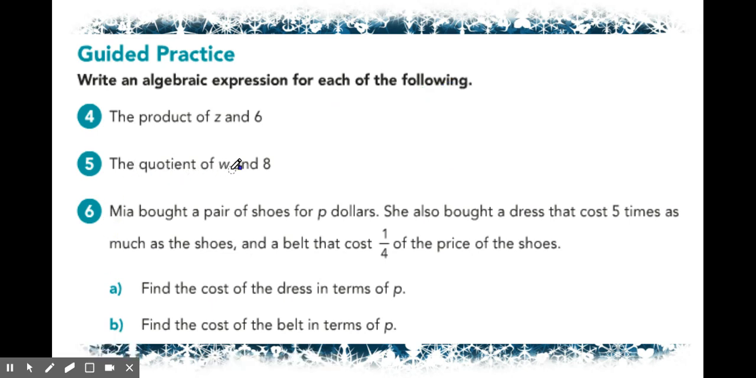Our next one says the quotient of w and 8. Well, I know quotient means division. And what am I dividing? Well, I'm dividing w and 8.